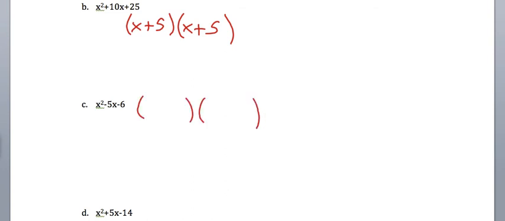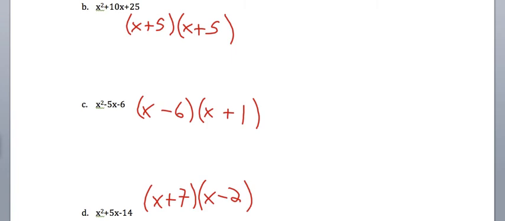This one you've got to be very, very careful. We should get negative 6 and positive 1. Negative 6 and positive 1 multiply to negative 6 and add to negative 5. You can't use negative 3 and negative 2 because even though those add to negative 5, they would multiply to positive 6. And then the last one, we're looking for numbers that multiply to negative 14 and add to positive 5. So we should get x plus 7 and x minus 2.